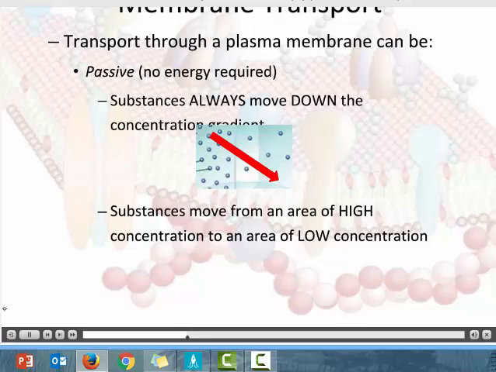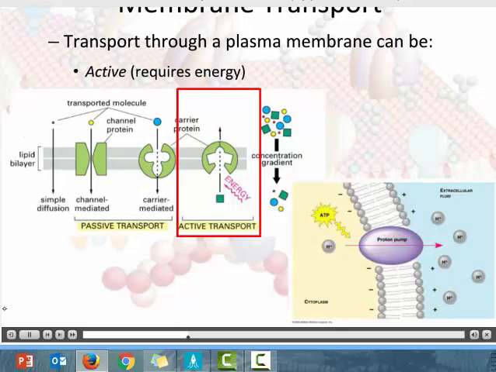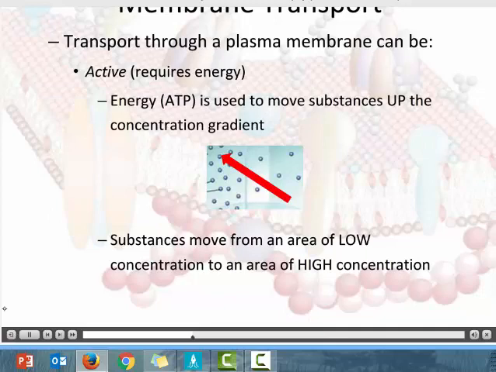On the other hand, our transport can be active. Active transport requires energy to move our solute across the membrane. That means we need to use ATP for the movement of substances across the membrane. And in general, this means that we are going to move the substance against its concentration gradient. If you are moving against the concentration gradient, you are going to move from the side with low concentration to the side with high concentration.